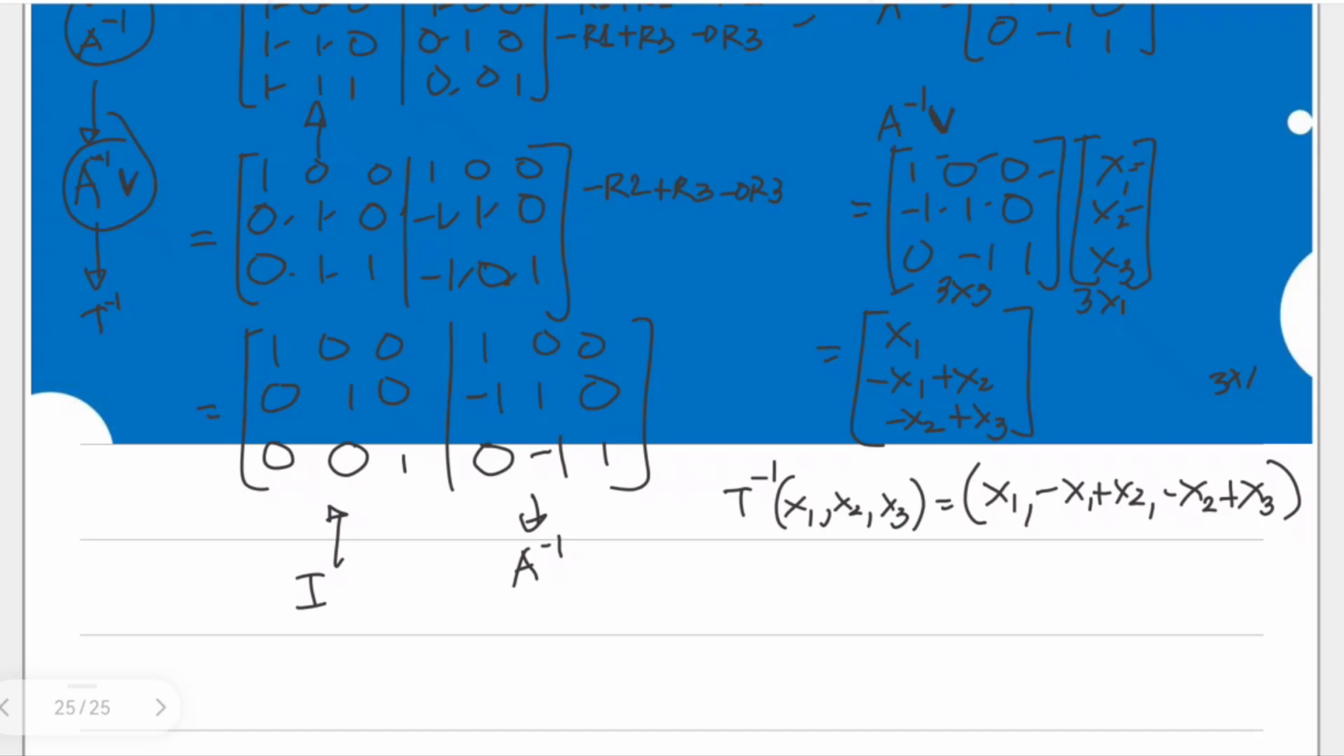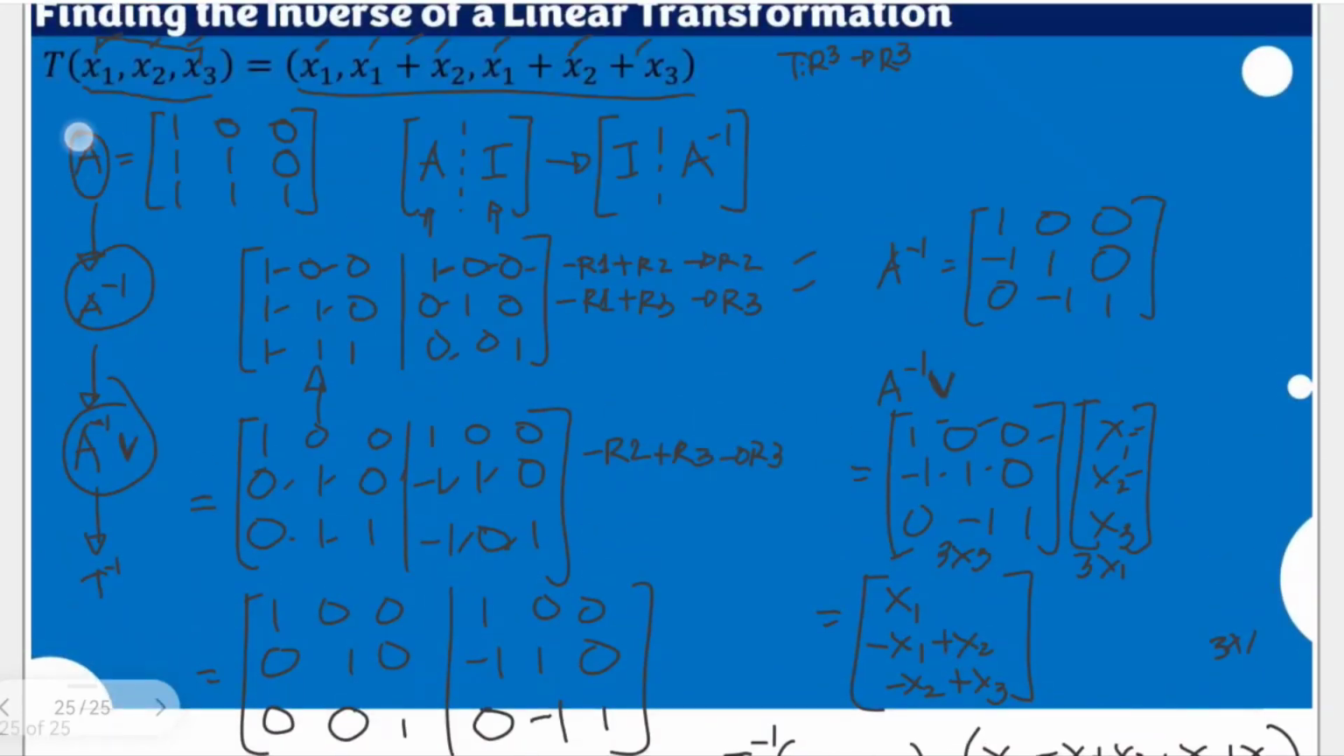So again, the process involves coming up with the standard matrix, getting its inverse, but in this case we'll be using this. Then after that, if it's invertible, multiply with your vector here, and then you get the inverse of the linear transformation.